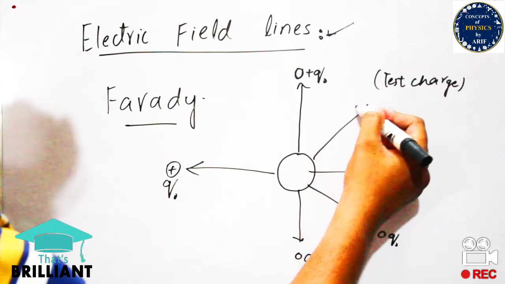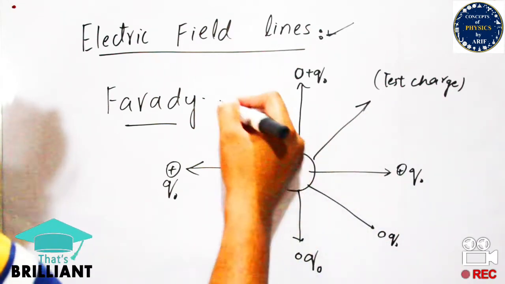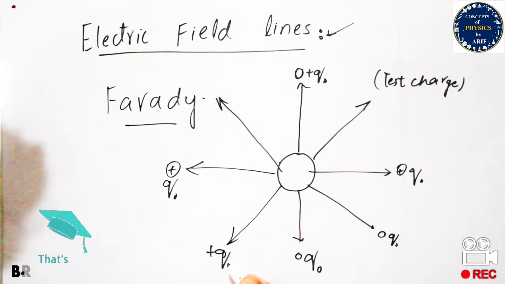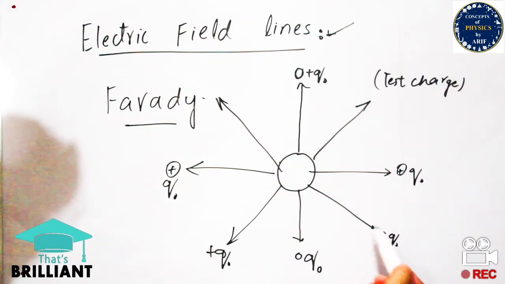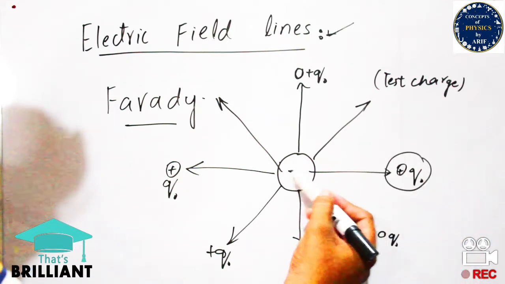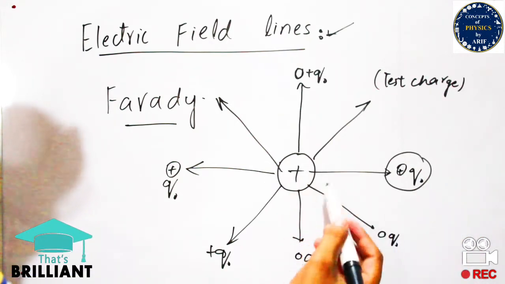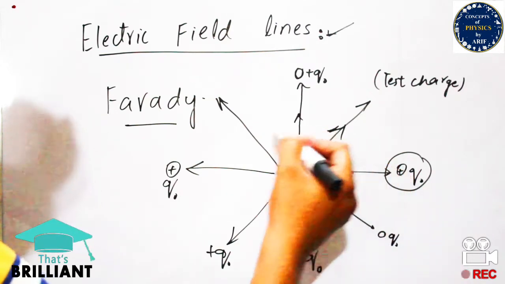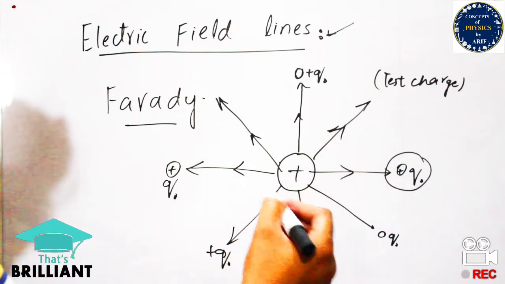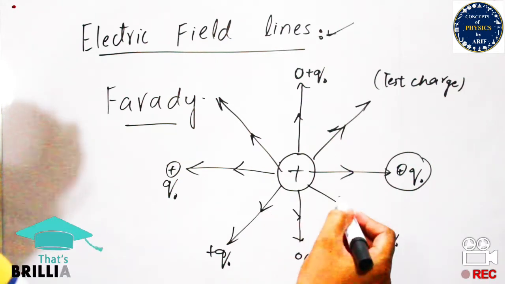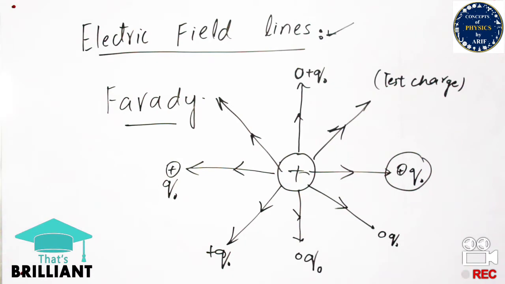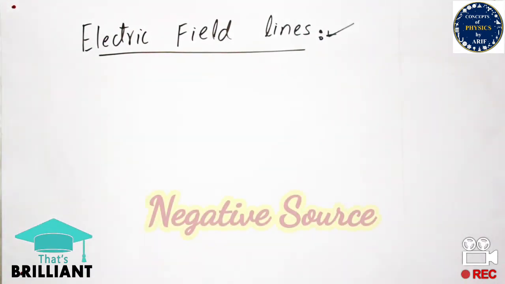So we have a test charge which is positive, and every time we place it in the vicinity of this source charge, it repels. It means that this is a positive source charge. Similarly, we can also find out the polarity of a negative source charge. In the other case, we can discuss similar characteristics of this negative source.